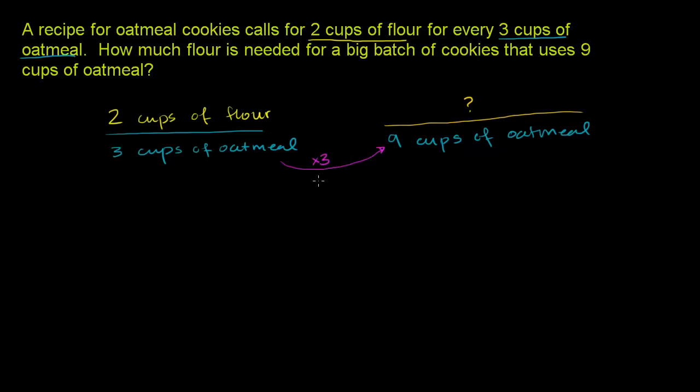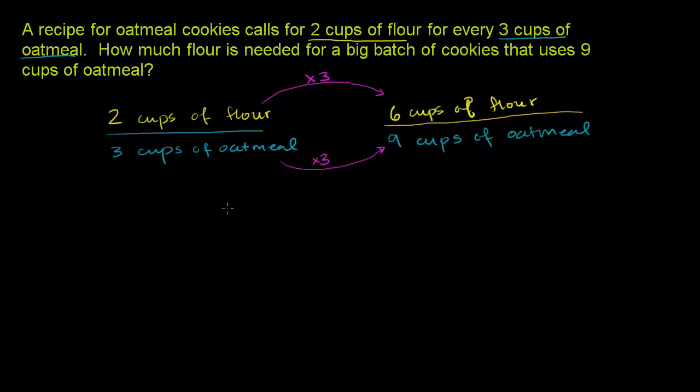Well, if we want to use flour in the same proportion, we have to use 3 times the flour. So we're also going to have to multiply the flour times 3, so we're going to have to use 6 cups of flour. Ignore that question mark: 6 cups of flour. And that answers their question. That's how much flour we need for a big batch of cookies that uses 9 cups of oatmeal.